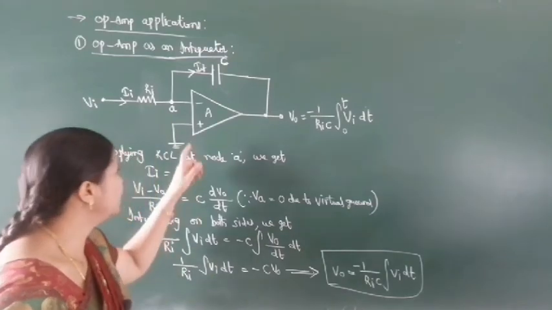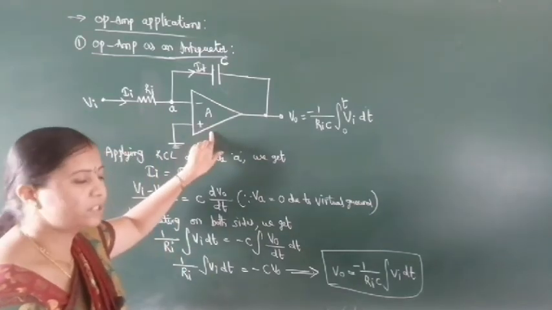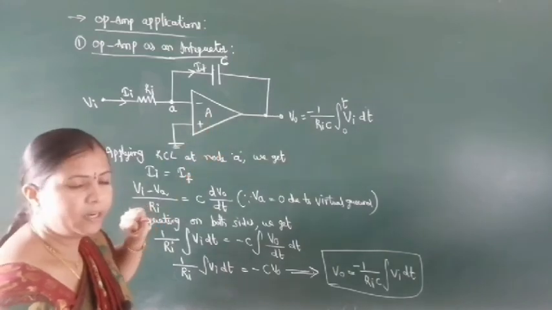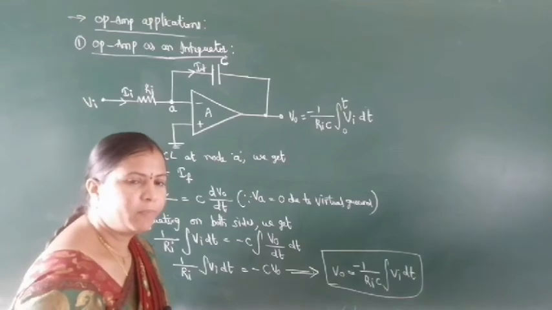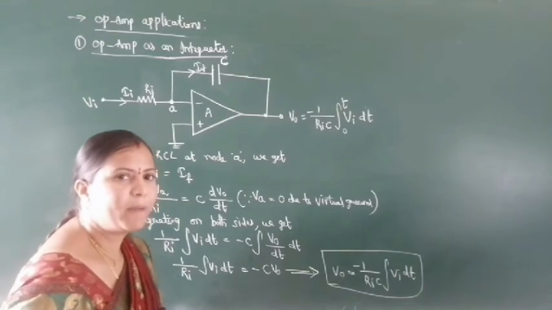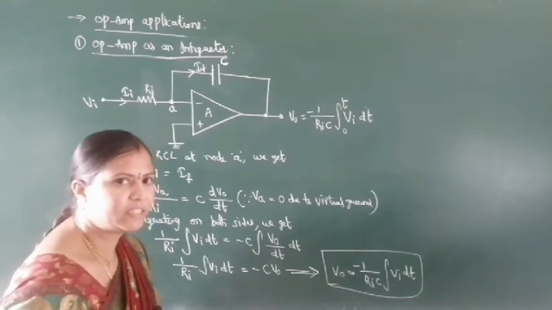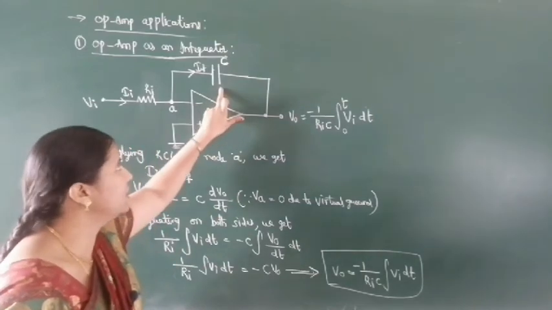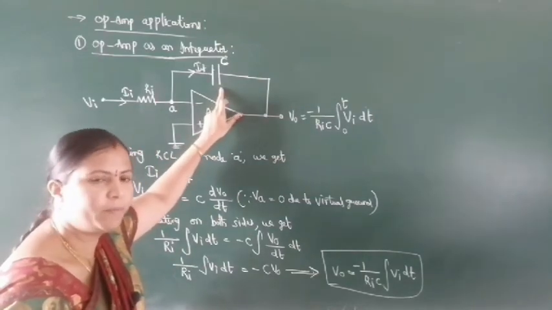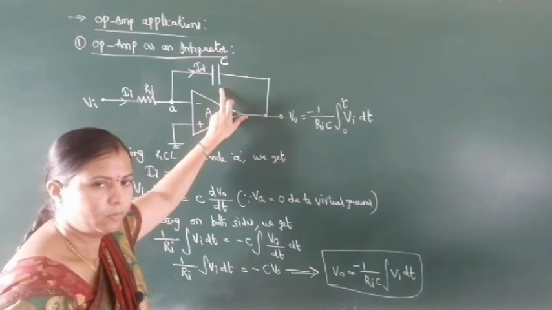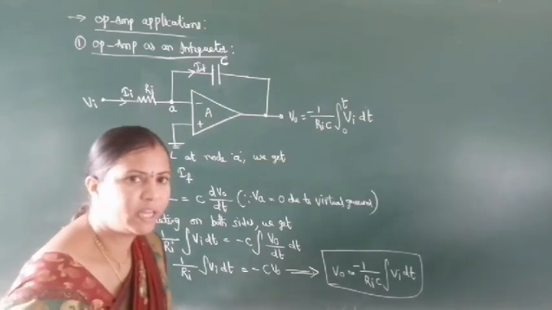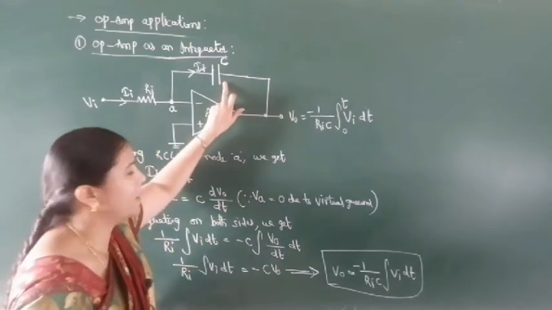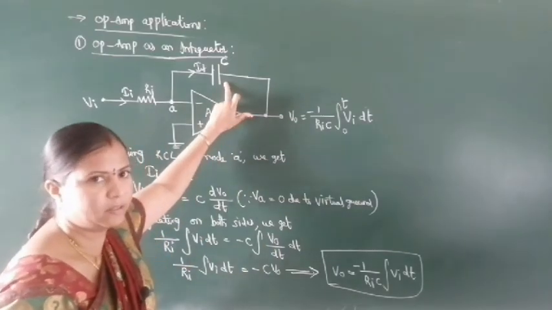Okay, so this is the circuit diagram of the operational amplifier as an integrator. Here the operational amplifier as an integrator circuit is the same as an inverting amplifier, except that here we are connecting a capacitor instead of the feedback resistor. Okay?